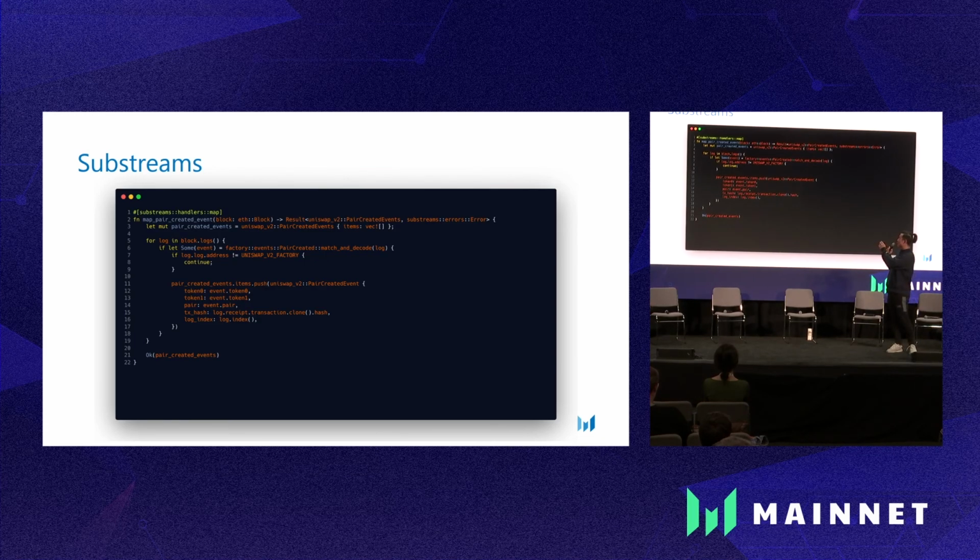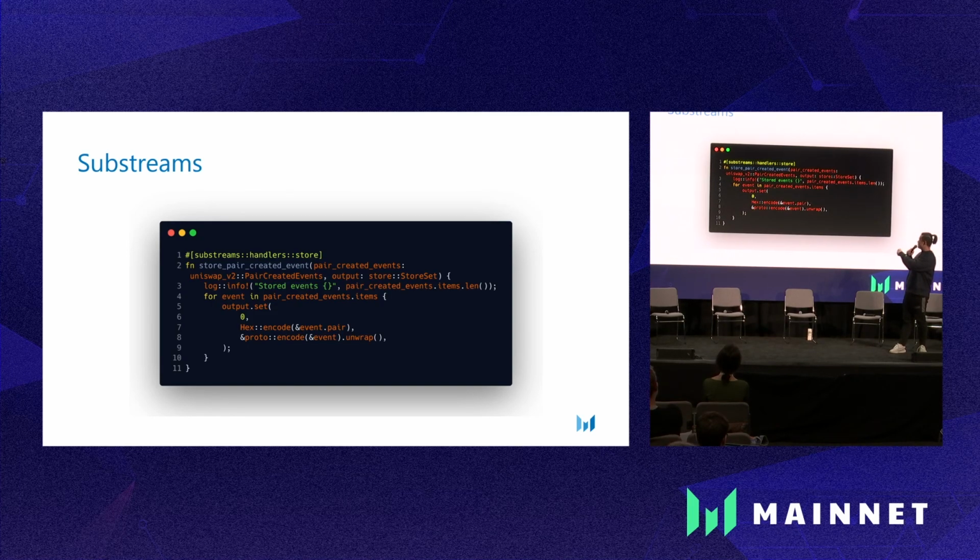Yeah, so this is an example of what a map module looks like. You can see at the top that it takes a block as an input, and it gives a pair-created event as an output. The code is very simple. There's a for loop that goes through all the event logs in that block. It checks the ones emitted by the Uniswap factory, turns those parameters into a data structure that we defined, and passes them on to other modules. And it's completely stateless, which allows all of the data to be cached and reused later on.